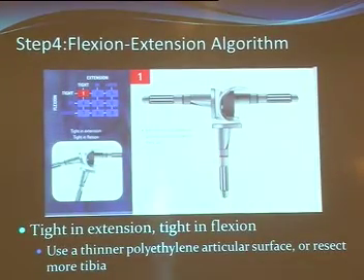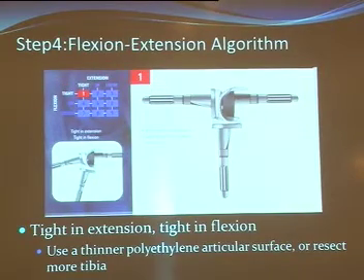So if you look at the algorithm, this is the extension, which can be either tight, okay, or loose. And the same for the flexion. So if it is in number 5, you are perfect, you don't need to do anything. And then if both the flexion and the extension gap are tight, what would you like to do? It's simple. Use a thinner polyethylene. Or if you are worried that your joint line might be going up, you can just resect more tibia, and then both the flexion and extension will be balanced.